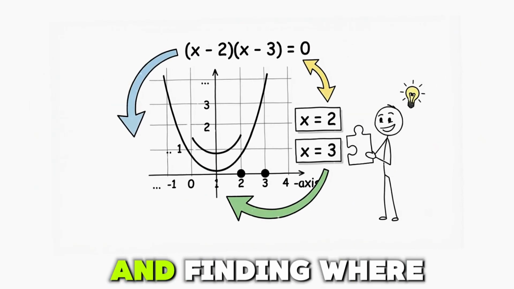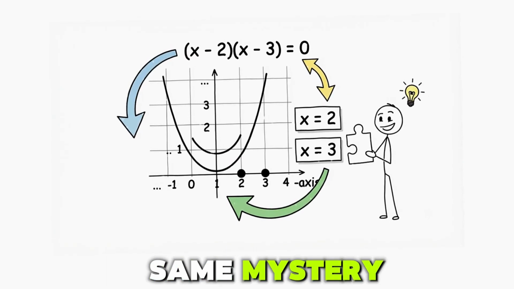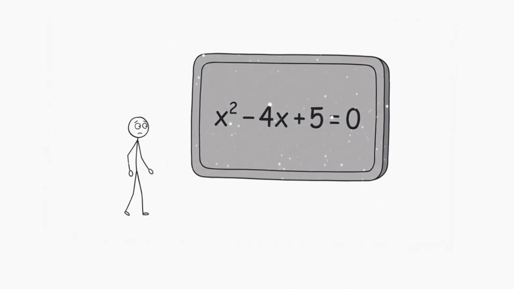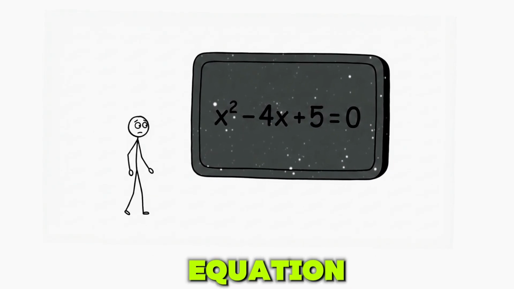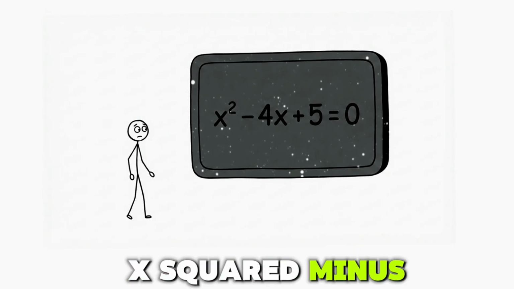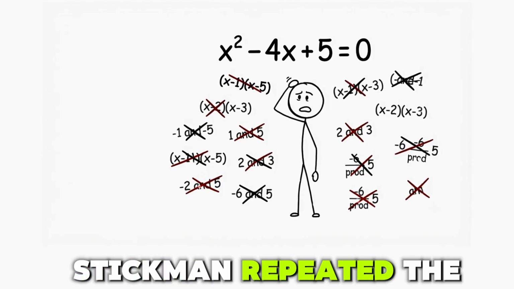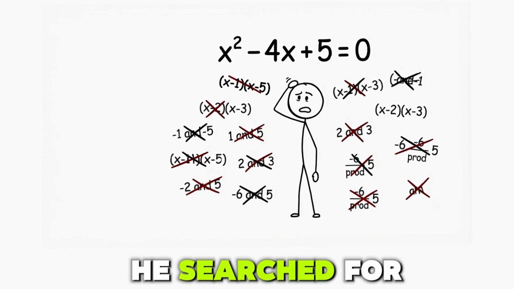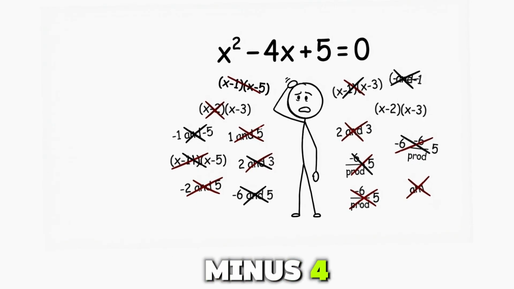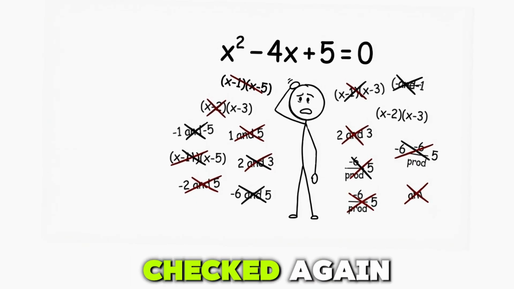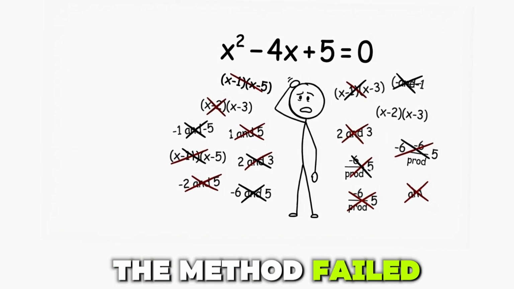Solving the equation and finding where the graph crossed the x-axis were actually the same mystery viewed from two different angles. Then something unexpected happened. The next door showed a new equation. x squared minus 4x plus 5 equals 0. Stickman repeated the same strategy. He searched for two numbers that multiplied to 5 and added to minus 4. Nothing worked. He checked again. Still nothing.